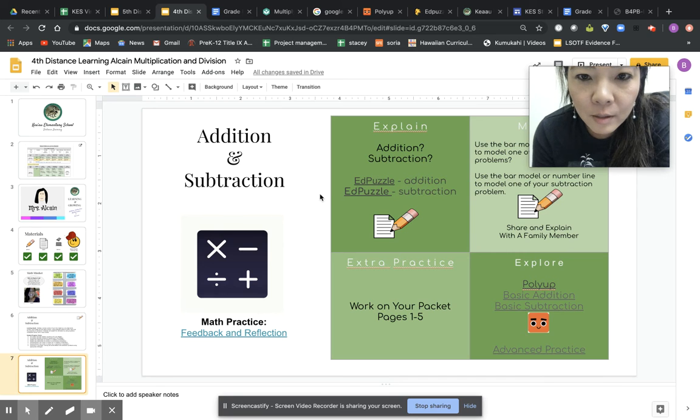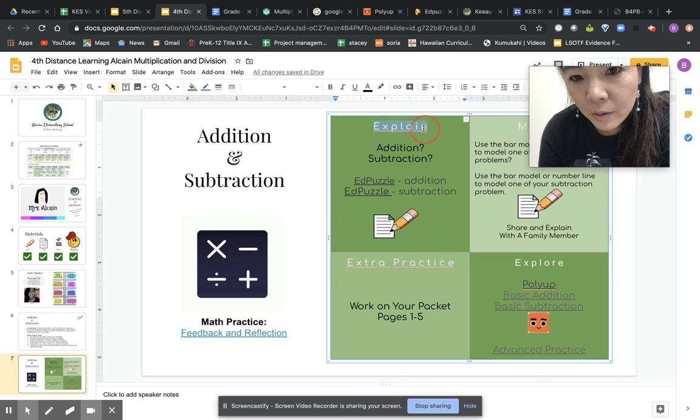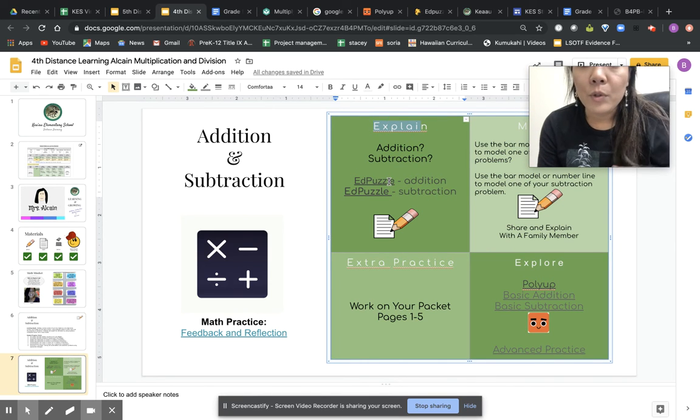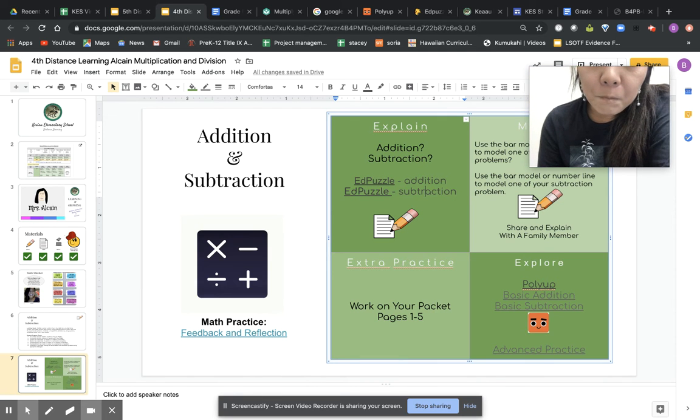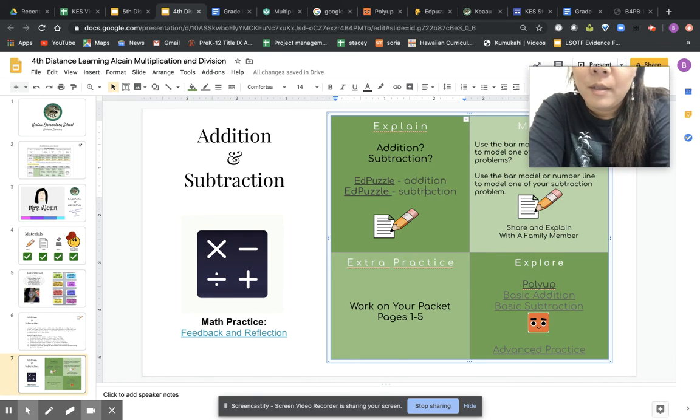So we have a few options. Oops, sorry guys. Okay, there are some additional videos here in our explain area that can help you get a better understanding of what the concept of addition means, what it means to subtract. And I'm going to ask you to write it down on a paper. Write down what it means. What does addition mean in your own words? What does subtraction mean in your own words?